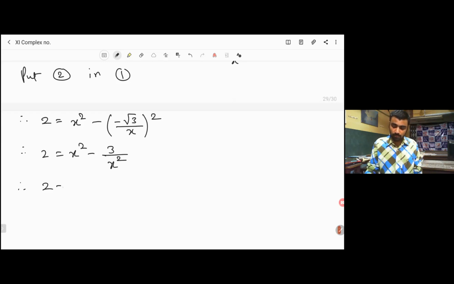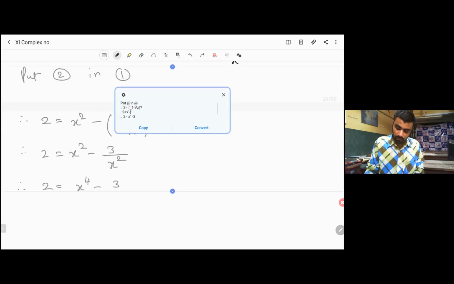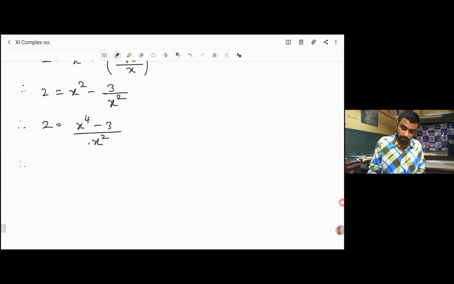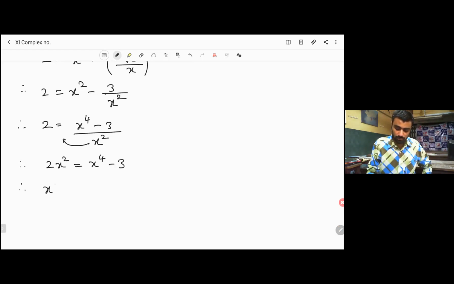So when you do the cross multiplication, x raised to 4 minus 3 whole upon x square. Therefore ये x square को लेफ्ट हैंड साइड ट्रांसफर करेंगे, so it becomes 2x square is equals to x raised to 4 minus 3. Therefore x raised to 4 minus 2x square minus 3 is equals to 0. So everything I have transferred to right hand side, and now it becomes quadratic equation in reducible nature.